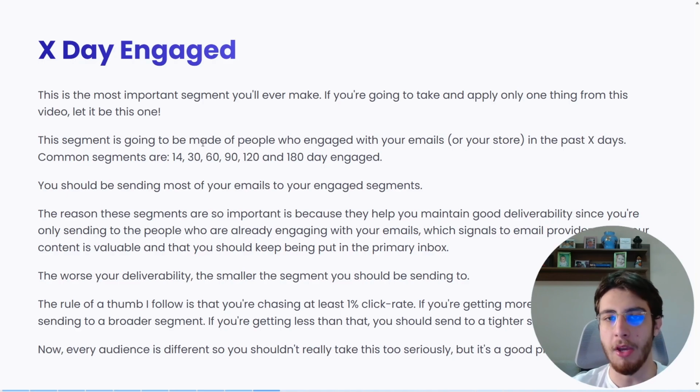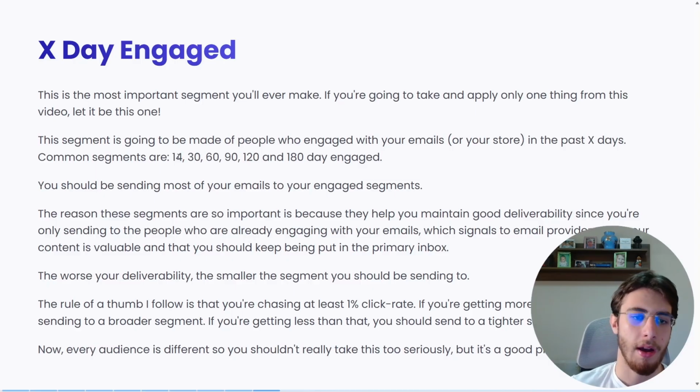So common segments we use, especially for our clients, are like 14-day engaged, 30-day engaged, 60-day engaged, 90-day engaged, 120-day engaged, and 180-day engaged, okay? Again, you can push it to 365-day engaged, like 1 year engaged, or like 7-day engaged, whatever. But these are the most common ones. Again, the definition is going to be the same. The only thing you're going to change is the number. So from 14, you just change it to 30, and it's going to be the 30-day engaged segment. You just change the number. Make sense? Okay. Now, you should be sending most of your emails to your engaged segments.